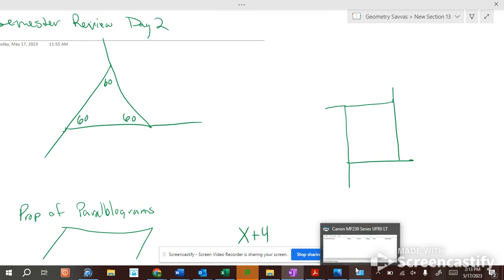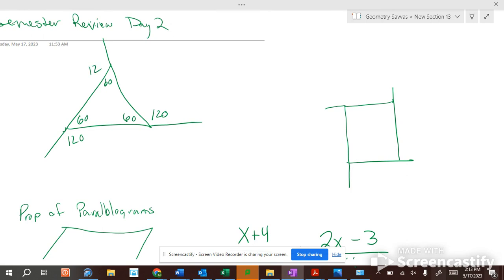What's in that triangle up there? What's the measure of each exterior angle? 120, 120, and 120. What do they add up to? 360.